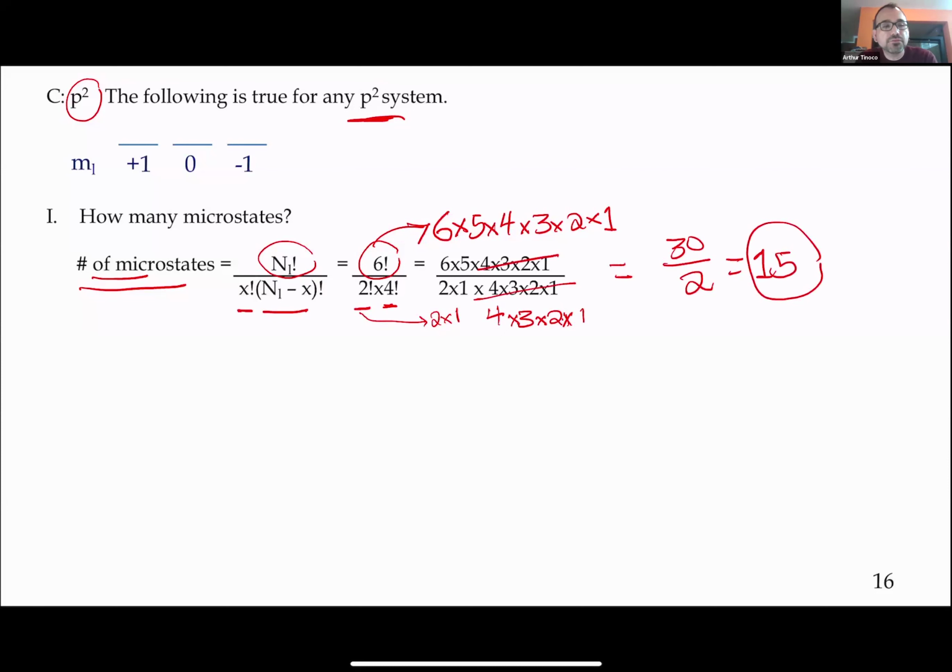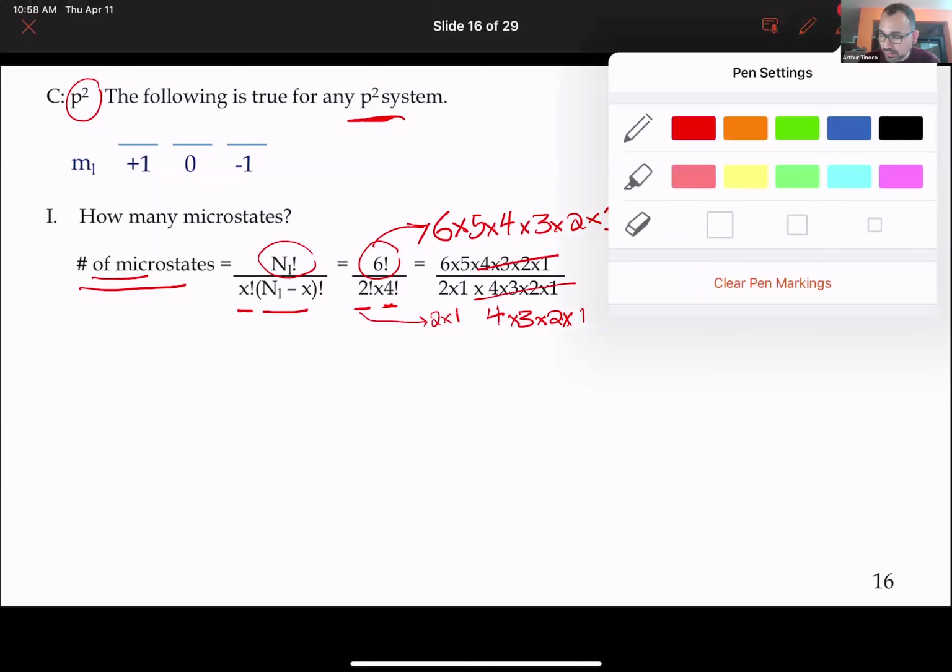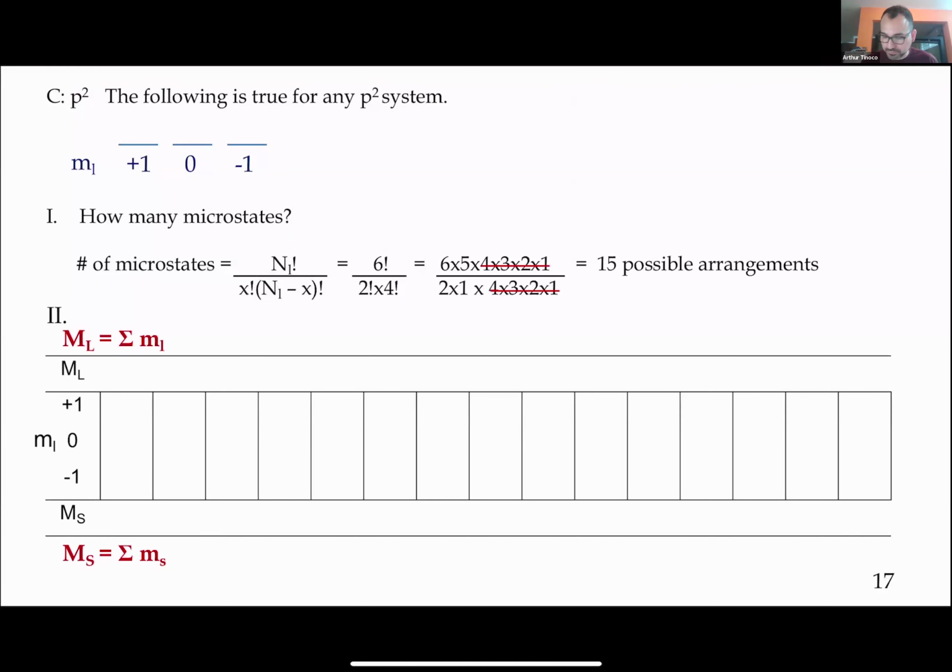That means we have 15 total microstates possible. 15 different ways that we can arrange those 2 electrons in those 3 orbitals. All right, so we're going to actually go about and do the work. All right, so 15 possible arrangements.